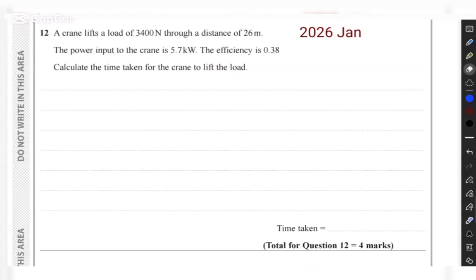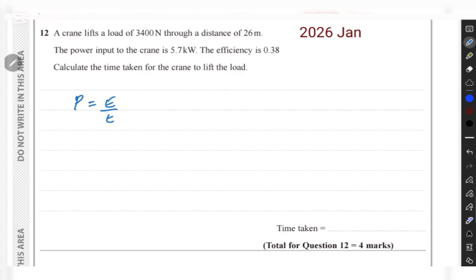Got exam walkthrough series on the work, energy, and power for AS Physics. So I have a question here. It says a crane lifts a load of 3,400 newtons through a distance of 26 meters. The power input to the crane is 5.7 kilowatts. The efficiency is 0.38, and we have to calculate the time taken for the crane to lift the load.